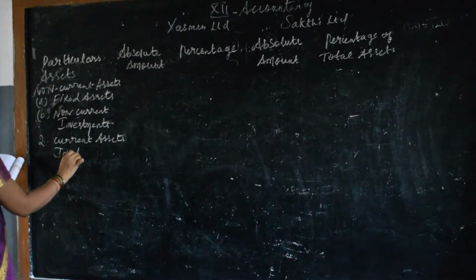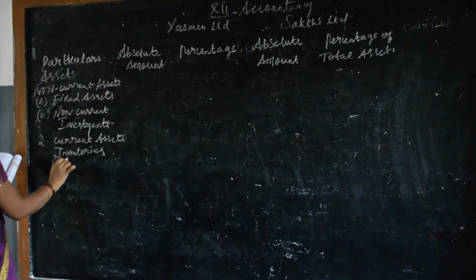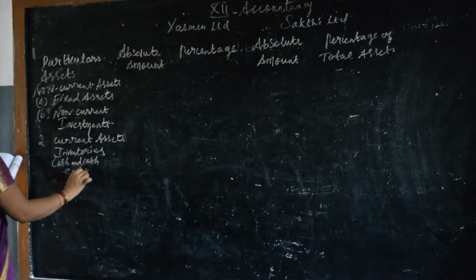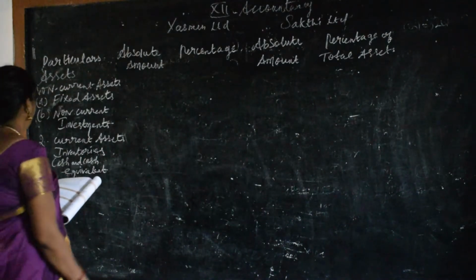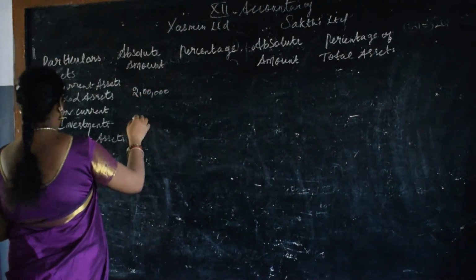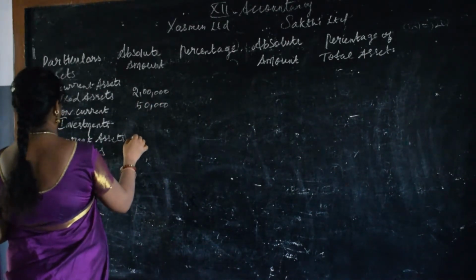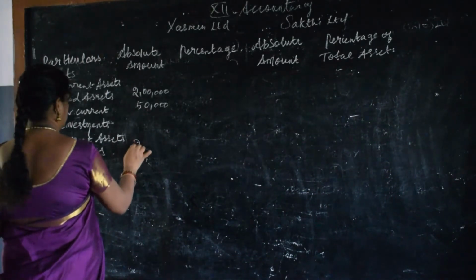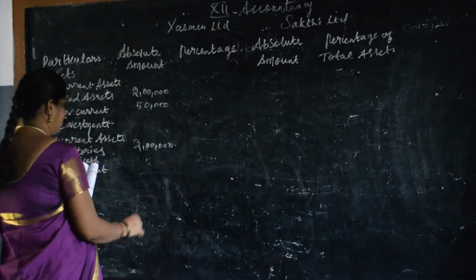Inventories, cash and cash equivalents, okay? Fixed asset is 2 lakhs. Non-current investment is 50,000. And inventories, is it inventories or investment? Okay. Inventories is 2 lakh. And the cash and cash equivalent is 50,000.